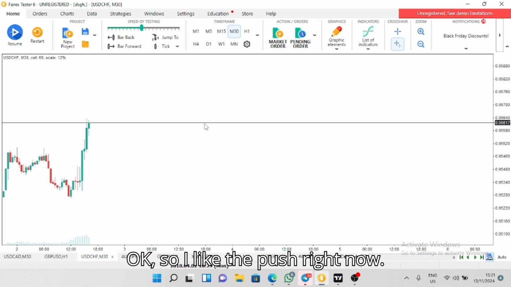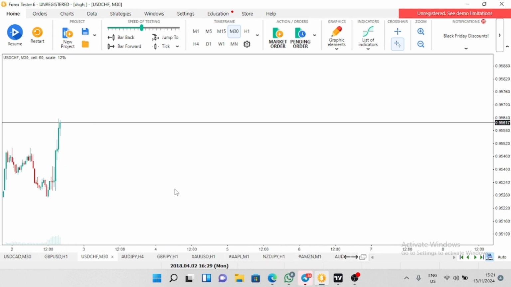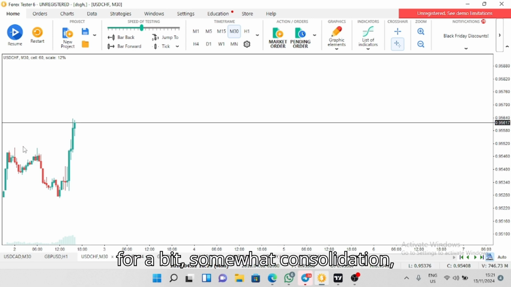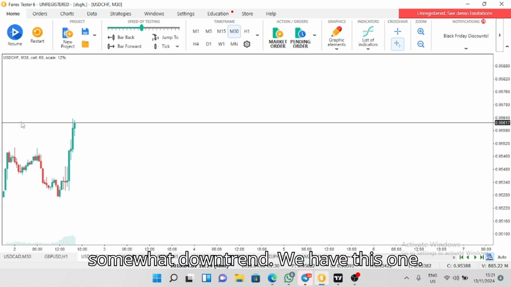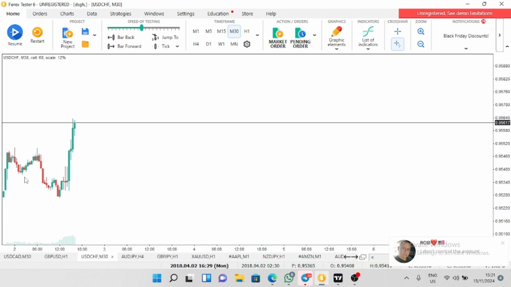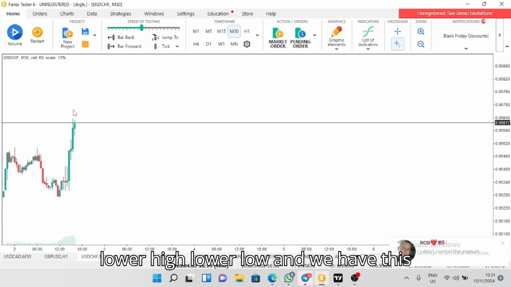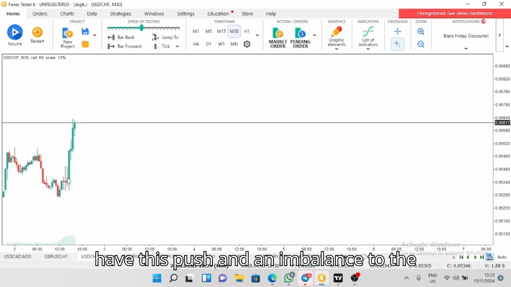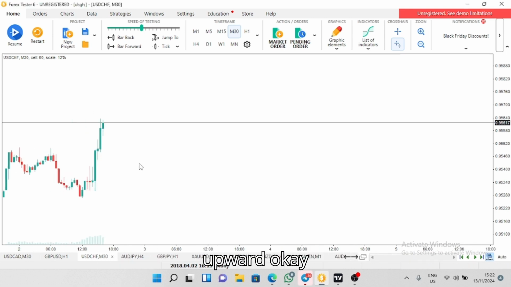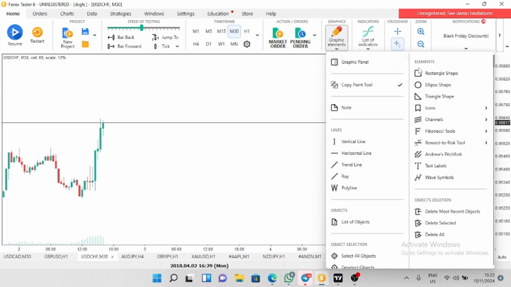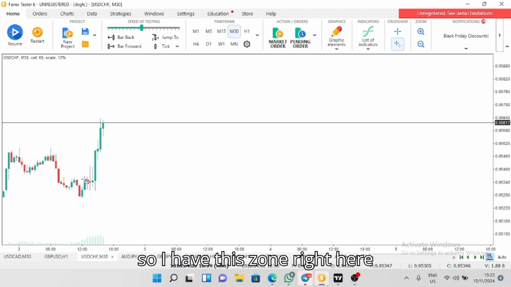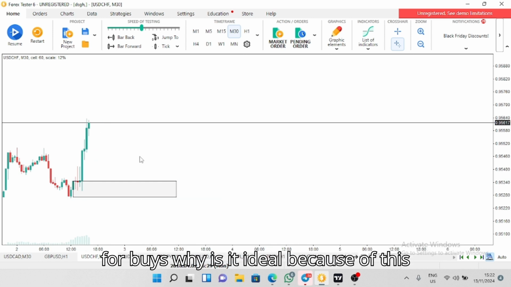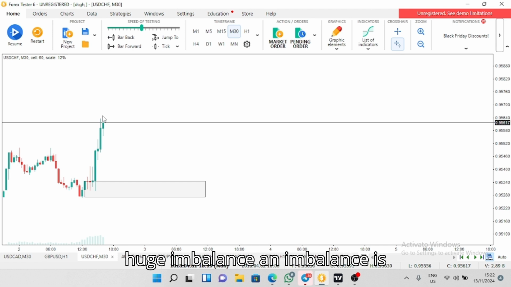Okay, so I like the push right now. As you can see, price was trending for a bit, somewhat consolidation, somewhat downtrend. We have this lower low, lower high, lower low, and we have this push and an imbalance to the upward. I have this demand zone right here, which is ideal for buys. Why is it ideal? Because of this huge imbalance.